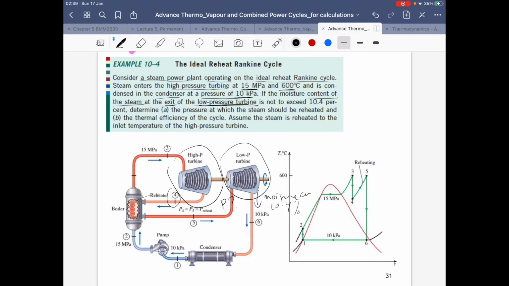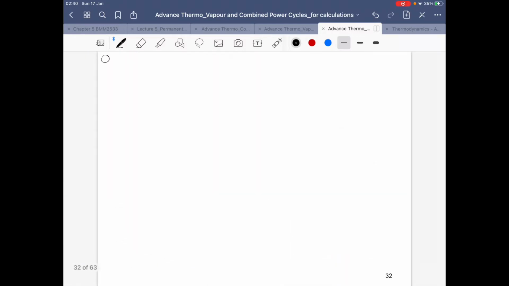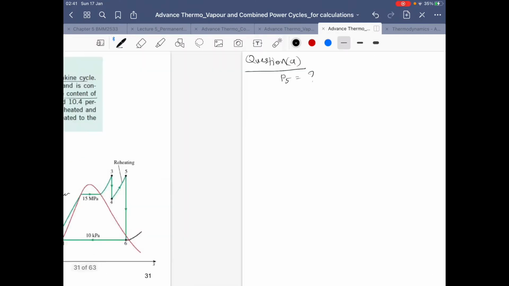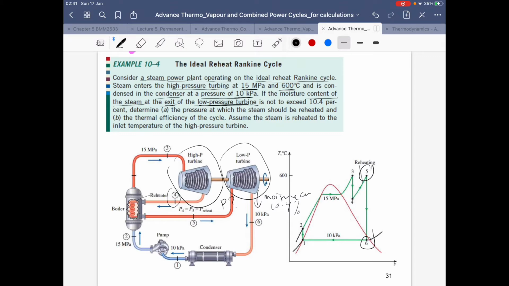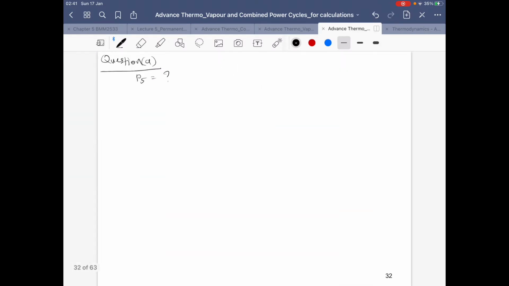Okay, and the second question is the same as in my previous video, on the thermal efficiency. So let's do the first one, question A. They want us to find P reheat. Before we know the pressure at point 5, we have to go to point 6, because points 5 and 6 in this diagram are isentropic. Meaning the entropy at points 5 and 6 is the same. So let's look at point 6 first.